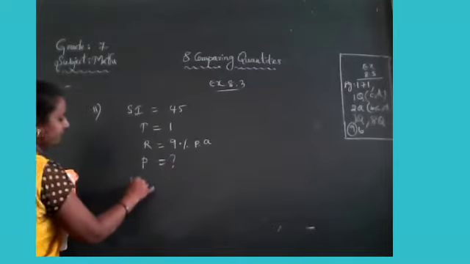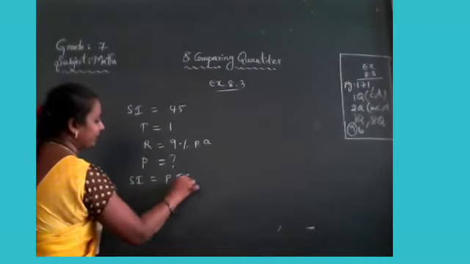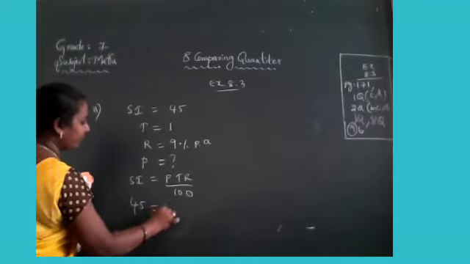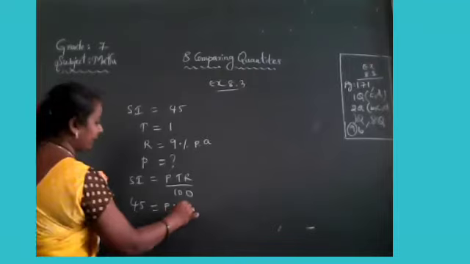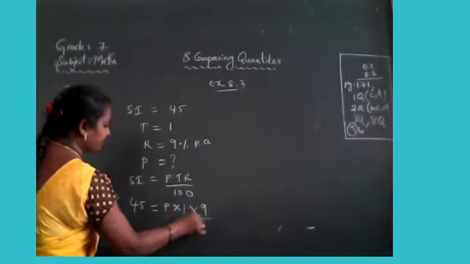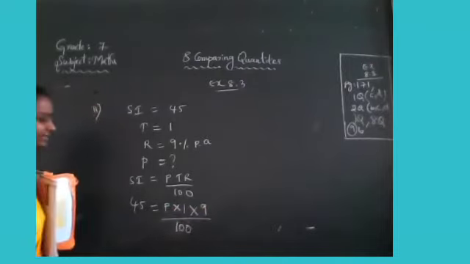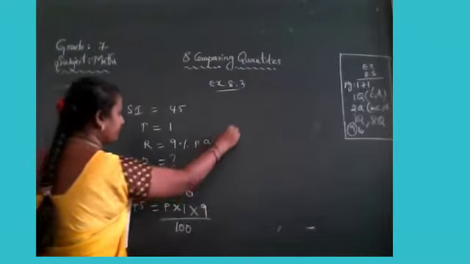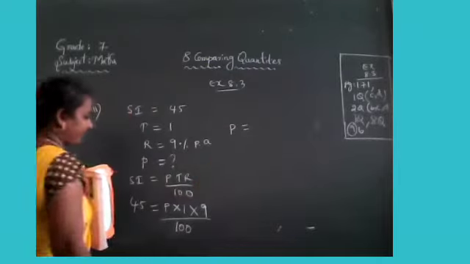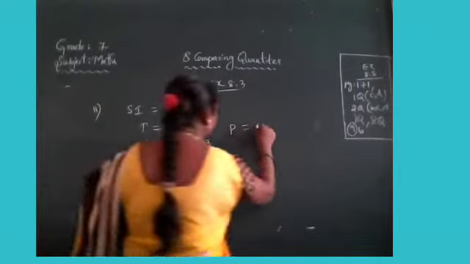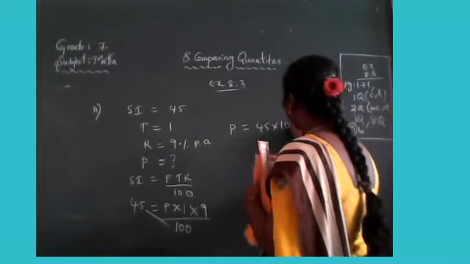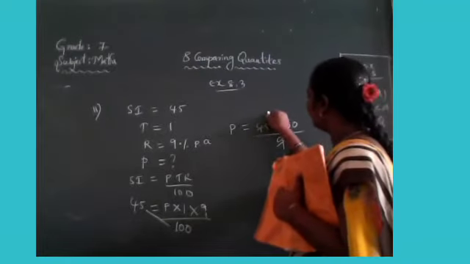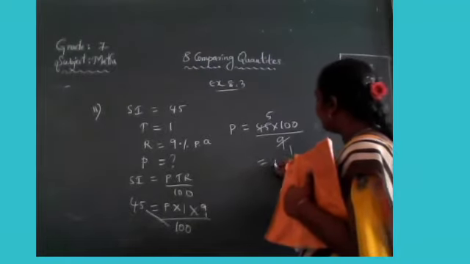We know that simple interest is equal to PTR by 100. So simple interest is 45, the principal amount we don't know, P, into time which is 1, and rate which is 9% per annum, by 100. So simplify that. We need P, the principal amount. Cross multiply: 45 into 100 by 9 into 1, which is 9. So 9 ones are 9, 9 fives are 45. 5 into 100 is 500 rupees.